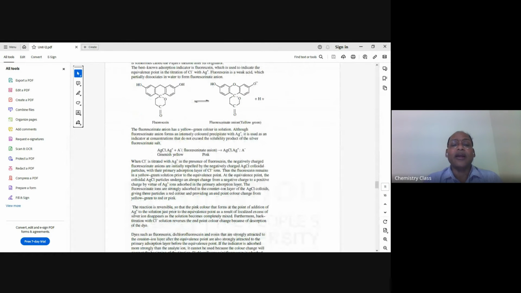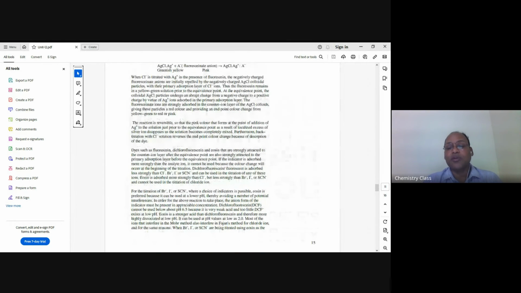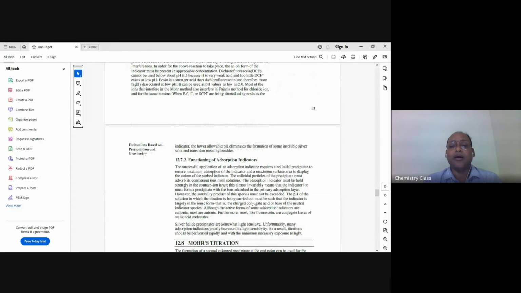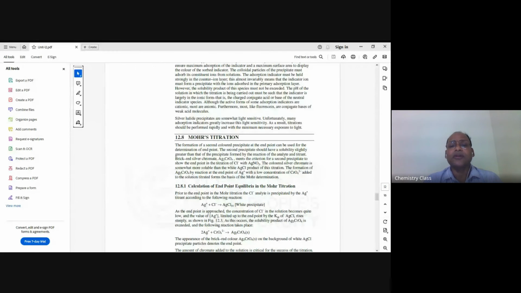So here AgCl·Ag+ will be greenish yellow, whereas the fluorescein ion will be pink in color. So a change in color will be observed, and that means you are reaching the equivalence point. That is what you call the Fajans indicator or titration.